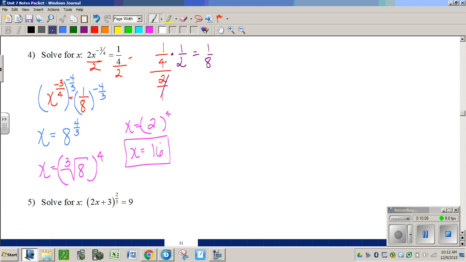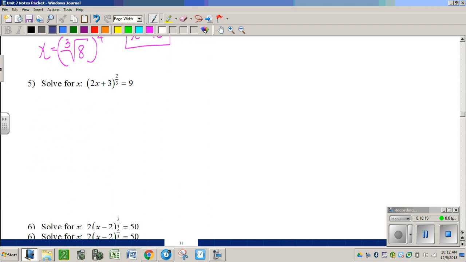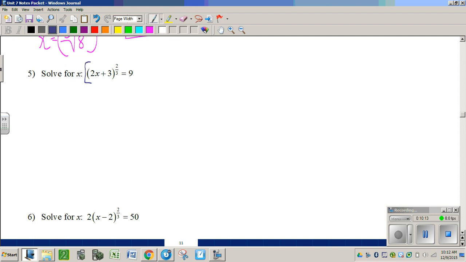Okay, now number 5. You have a binomial, and that whole entire binomial is being raised to the 2/3 power. So I am going to raise everything over here to the 3/2. So when I do that, remember these exponents are just going to multiply together to give you 1. So the left-hand side just becomes 2x plus 3. And over here we have 9 raised to the 3/2. So that's going to end up being the square root of 9, all raised to the 3rd power.